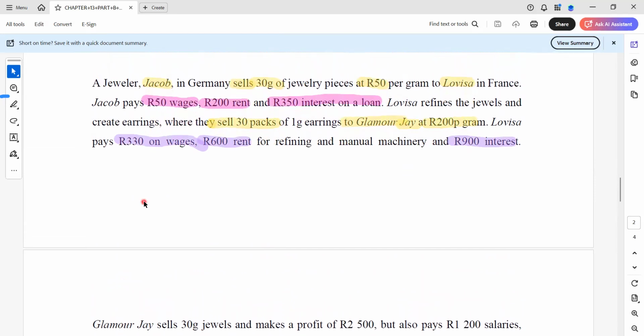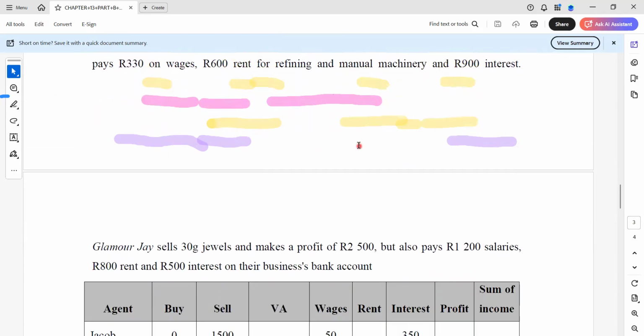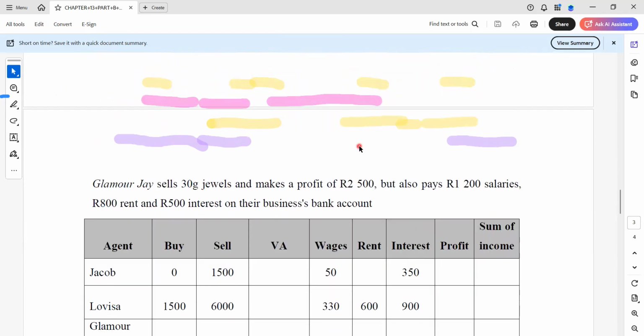Remember, Jacob sold jewelry pieces to Lovisa. Then Lovisa takes these jewelry pieces and refines them into earrings. After creating these earrings, he sells them to Jay. And then Jay also has his own shop. So Jay is Mr. Price, they're selling earrings.